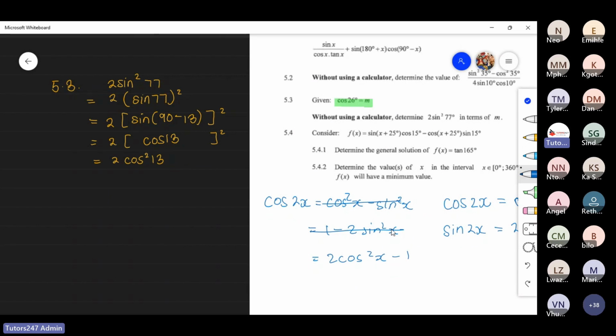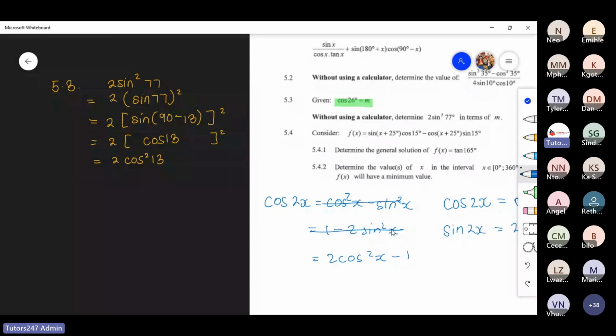Now, if you look at it, you've got 13. Is 13 not half of 26? So if you were to double 13, you would get 26. Because from this point we're stuck. There's nothing much that we can do besides put this into our calculator and get a decimal. But we don't want a decimal. We want something in terms of m.